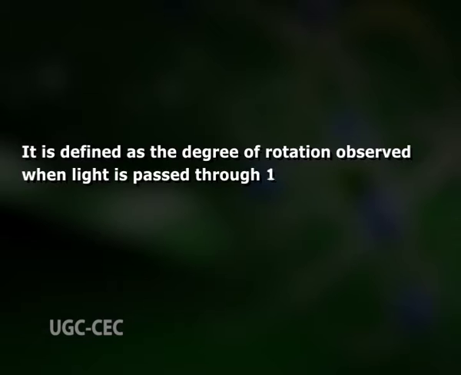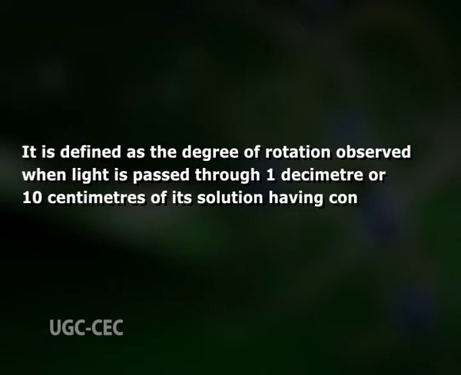For the measurement of optical rotations, a term specific rotation is introduced. This is a physical constant characteristic of a substance as much as the melting point, boiling point, density, or its refractive index. It is defined as the degree of rotation observed when light is passed through 1 decimeter or 10 centimeter of the solution having concentration 1 gram per milliliter.